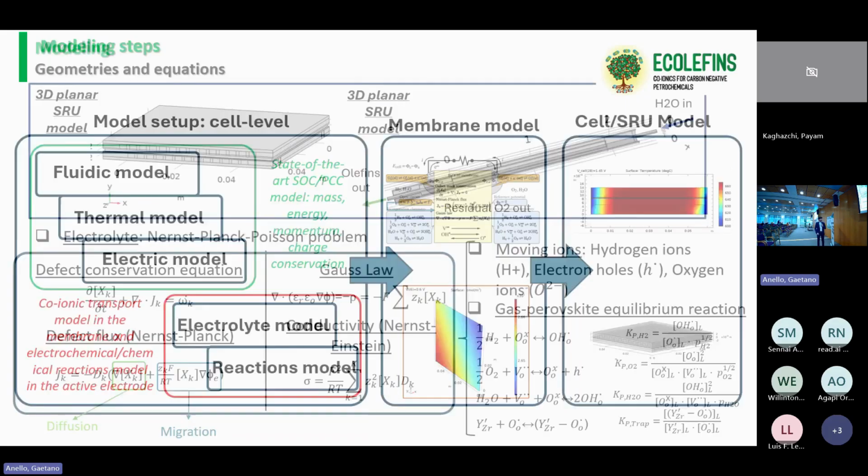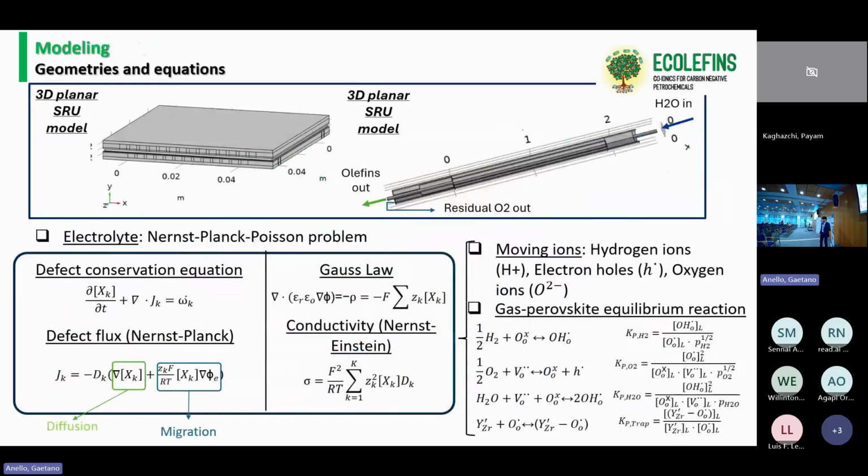In particular, we propose two geometries in the framework of the project: a planar geometry of 5x5 and a tubular geometry, which is 20 centimeters long. The most innovative part is associated with how co-ionic behavior is conducted. Actually, we don't really have just two ions in this kind of material, which is usually barium-doped zirconate and cerate. We actually have three different species.